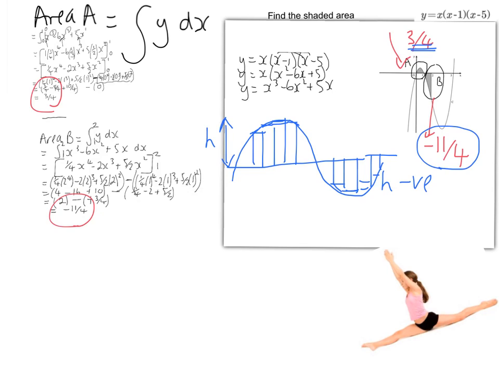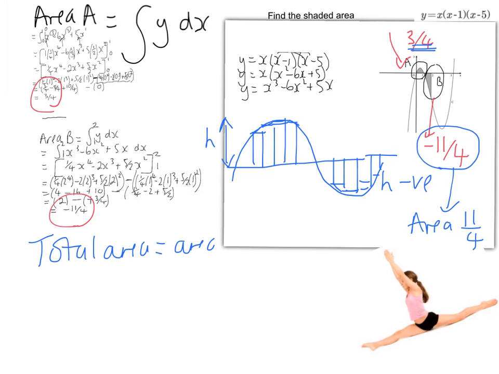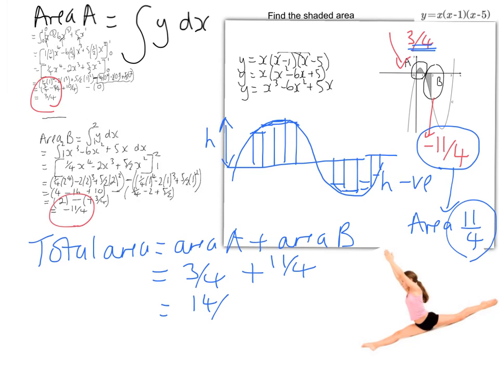So all we do is we knew it was going to be negative because it was below. So actually, physically, the area of B is just 11 over 4. We just ignore the fact that it's negative. So the total area is going to be the area of A plus the area of B. And the area of A is 3/4. The area of B, we take the positive area, and therefore the total area is 14 over 4.